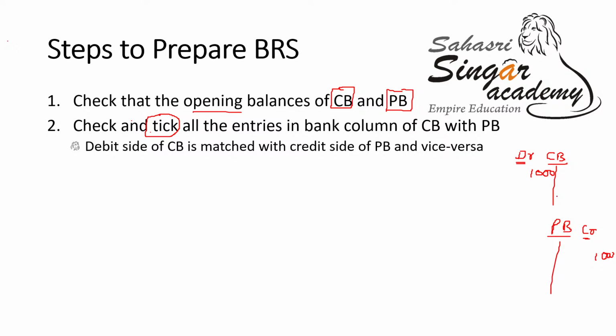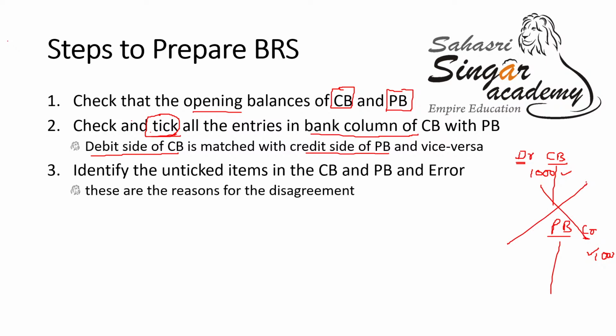Now you cross check: if there is 1000 rupees on the debit side, there should be an equivalent 1000 rupees in the passbook. If it is so, you just put a tick mark. If it gets ticked, it is not the reason for the disagreement. Check and tick all the entries in the bank column of the cash book with the passbook. The debit side of the cash book is matched with the credit side of the passbook, and vice versa.